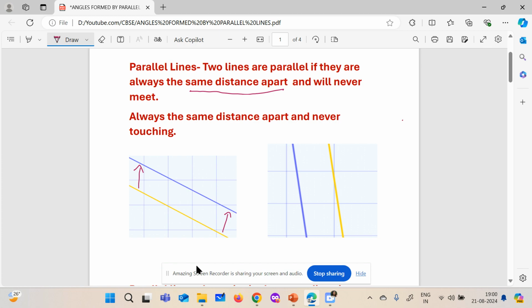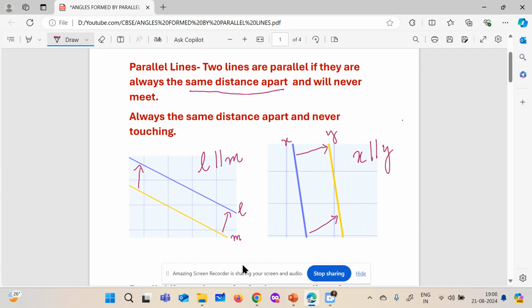Now you can see there is another set of parallel lines. Here the distance between these two parallel lines is the same. Whenever we talk about parallel lines, the distance between the two lines is always the same. Let me mention this as line L, line M, and I can call this X and Y. So we can say line L is parallel to line M, and line X is parallel to line Y.